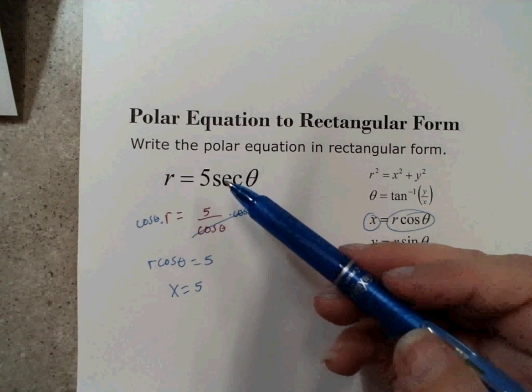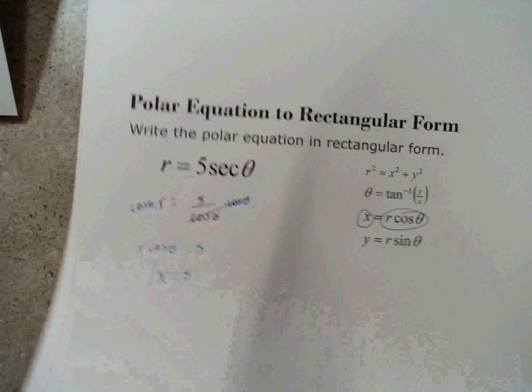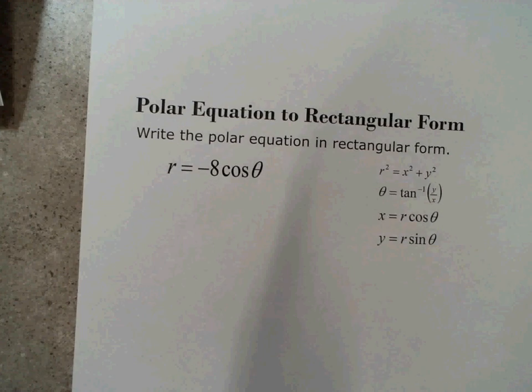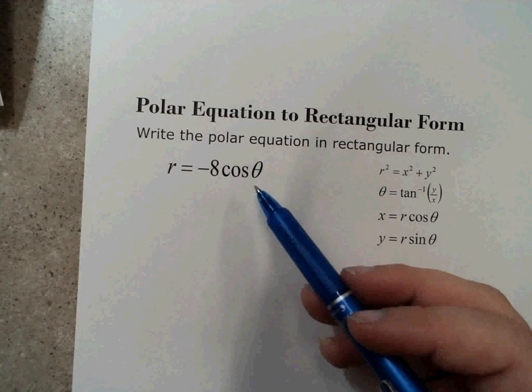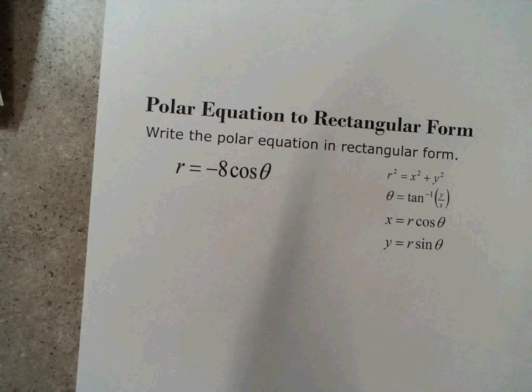So if you end up with r equals some constant times a secant or a cosecant, then you can just undo this, and it's either an x or a y equation. But then we've got this last one, okay? So this one's a little bit interesting because it's not secant or cosecant, it's cosine.